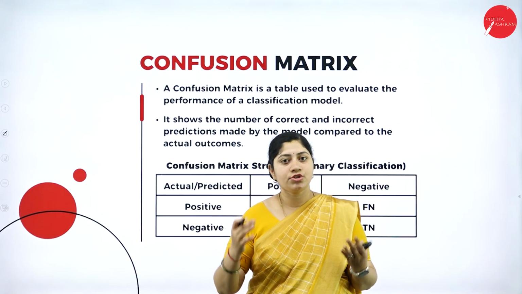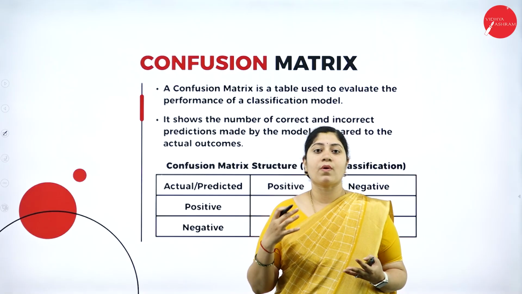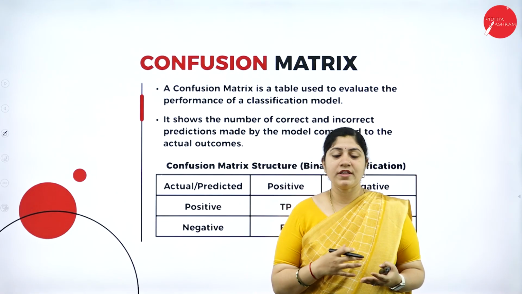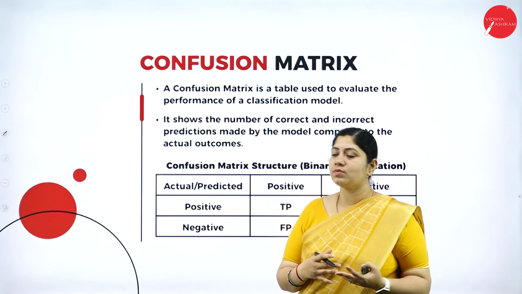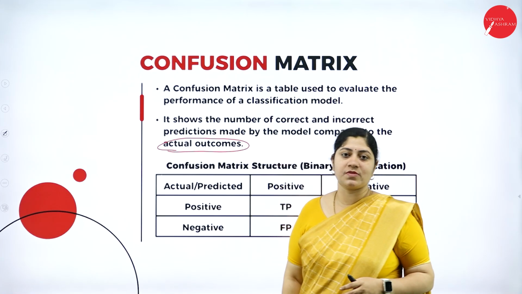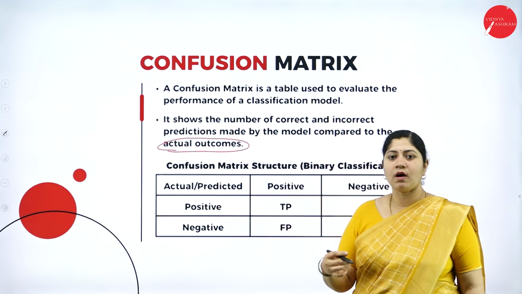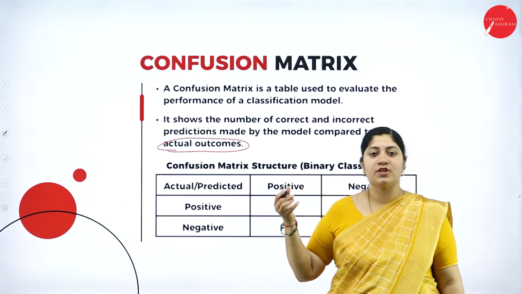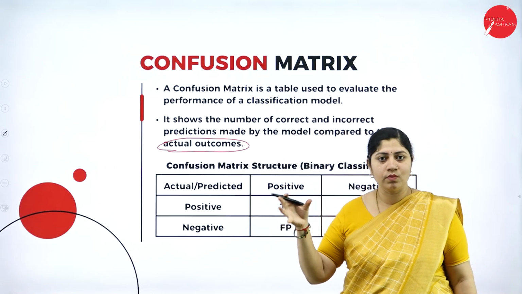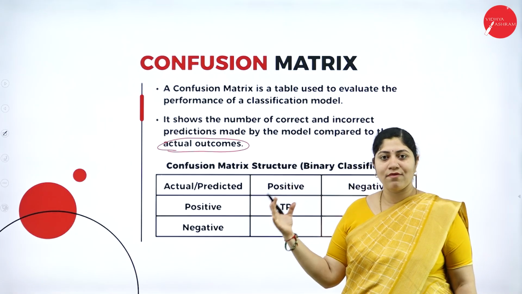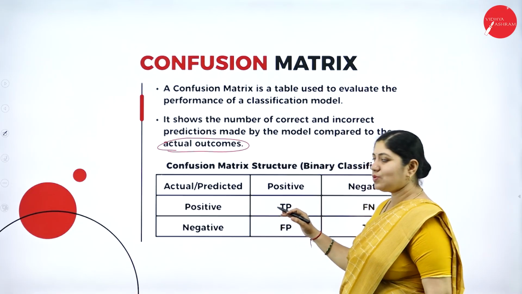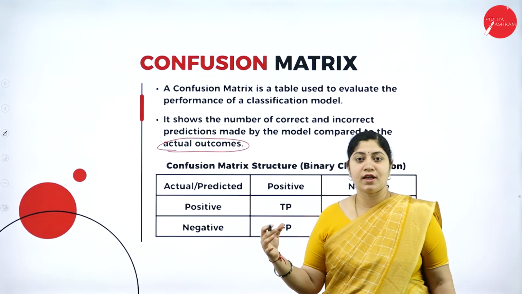It shows us exactly the number of correct as well as incorrect predictions made by the model compared to the actual outcomes. So now let's see how a basic confusion matrix is created or generated. It has a few terms like TP, FP, FN and so on. TP is true positive and TN is true negative.